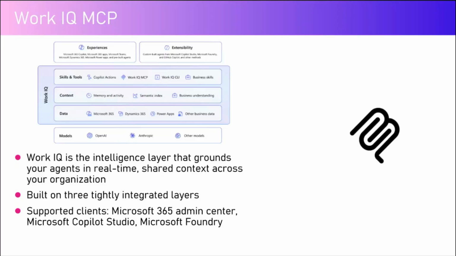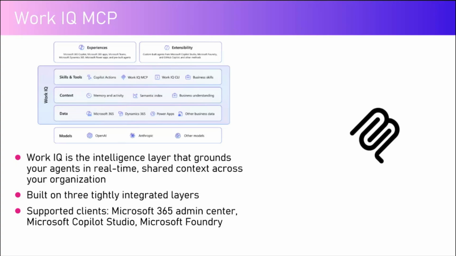Work IQ is built on three tightly integrated layers, which are data, context, and skills and tools. Data unifies the signals from files, emails, meetings, chats, and business systems across M365 to capture how work happens across the organization.